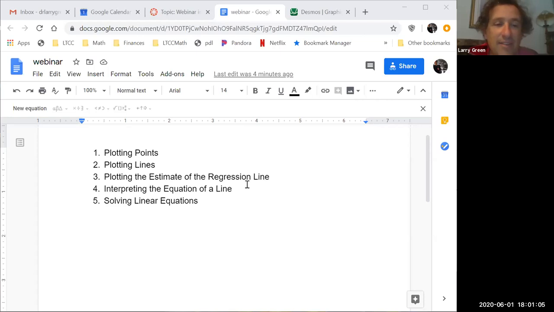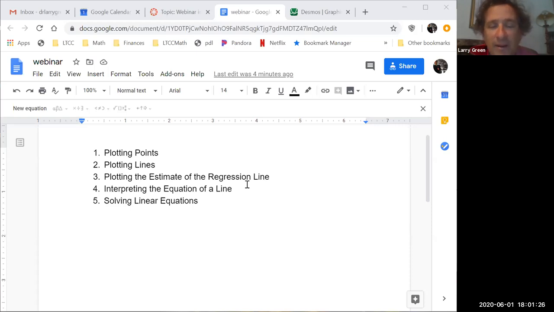The plan today, I'm going to share my desktop first and then I'll unshare and answer some questions. The plan today is kind of a graphing day and understanding graphs too. In particular, we're going to start out with plotting points, and then we'll get into plotting lines. And then we'll plot the estimate of a regression line. So I'll talk about what that means. And then we'll talk about interpreting the equation of the line.